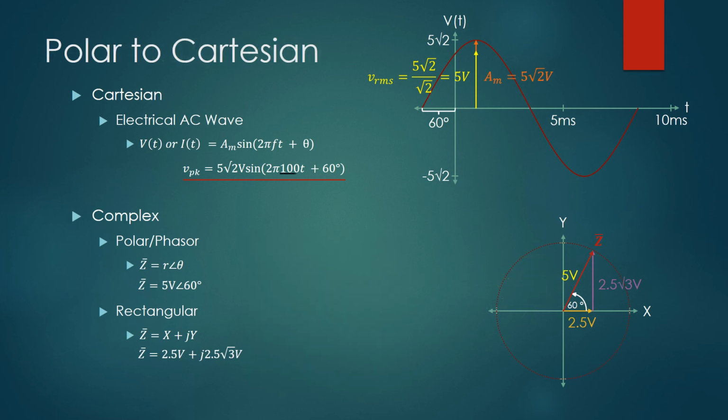Given we know the frequency, we can easily convert back to the Cartesian form from polar form. We do this by plugging in the f and theta values and by converting r back to a peak value from RMS by multiplying by root 2 before plugging in that as well.